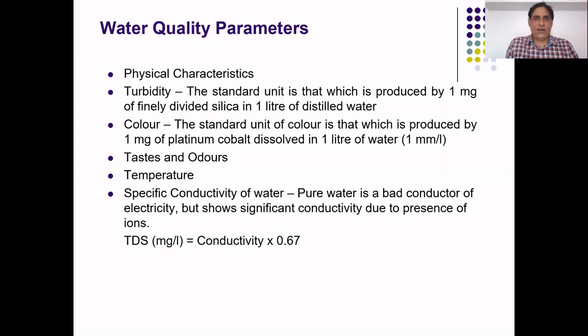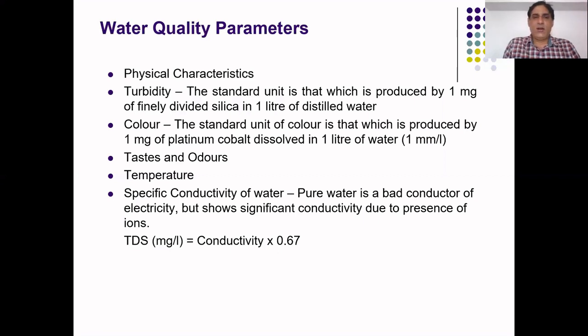The standard unit of color is that which is produced by 1 milligram of platinum cobalt dissolved in 1 liter of water. That is 1 milligram per liter, right? If you dissolve 2 milligram, then it would be 2 units. 3 milligrams, it would be 3. Likewise, we number the different shades of the color, 1, 2, 3, 4, 5, 6, 7, and so on. These different samples which are being prepared by dissolving different amount of platinum and cobalt in 1 liter of water give you the different shades of the color, and these are known as Nessler tubes.